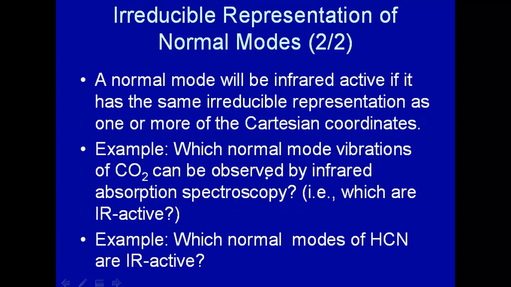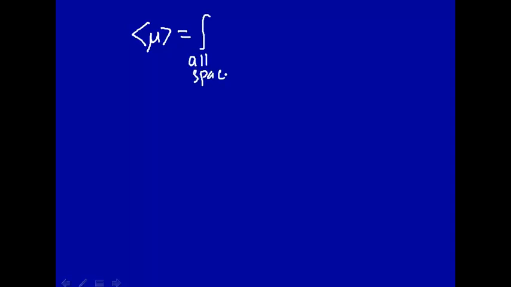Now let's go on. Here's a key point. A normal mode will be infrared active if it has the same irreducible representation as one or more of the Cartesian coordinates. So why would that be? Qualitative explanation. Recall that the intensity of an infrared absorption is given by the transition dipole moment, which we defined as the integral over all space of the complex conjugate of the wave function of the final state, the dipole moment operator, times the wave function of the initial state, integrated over all space.